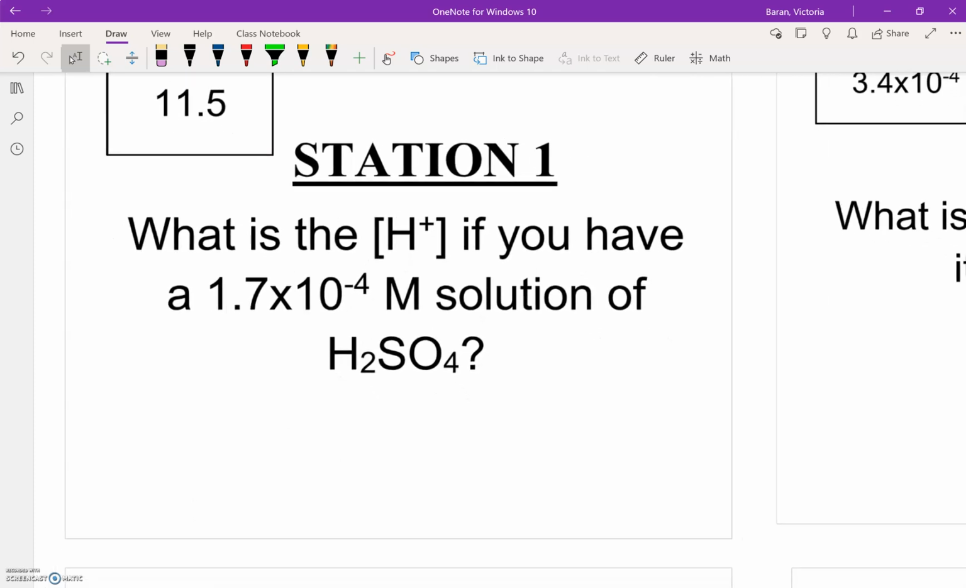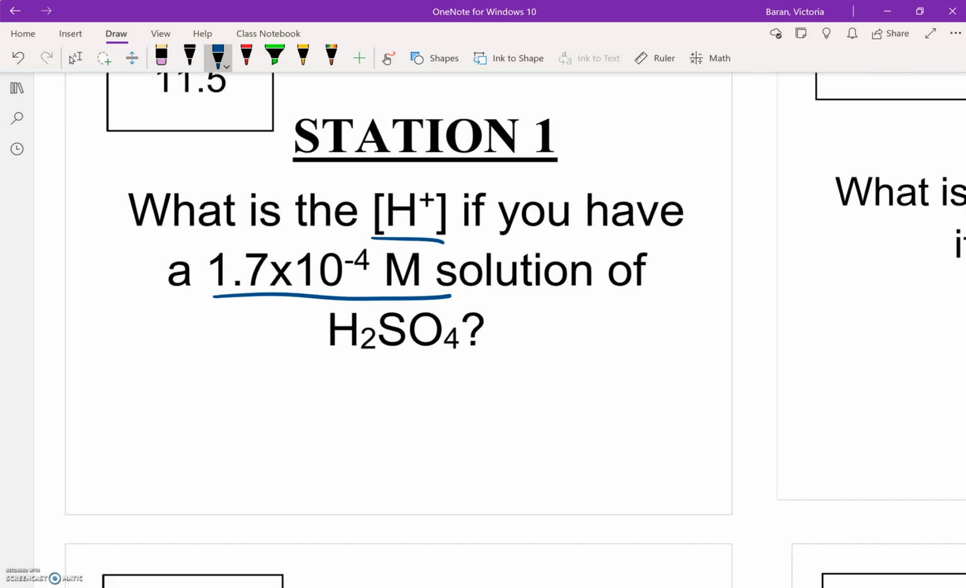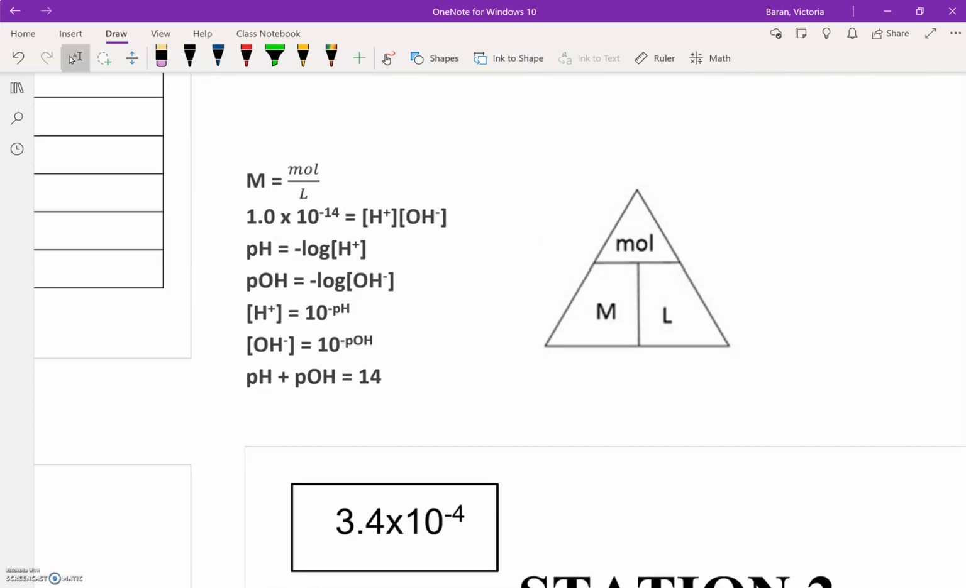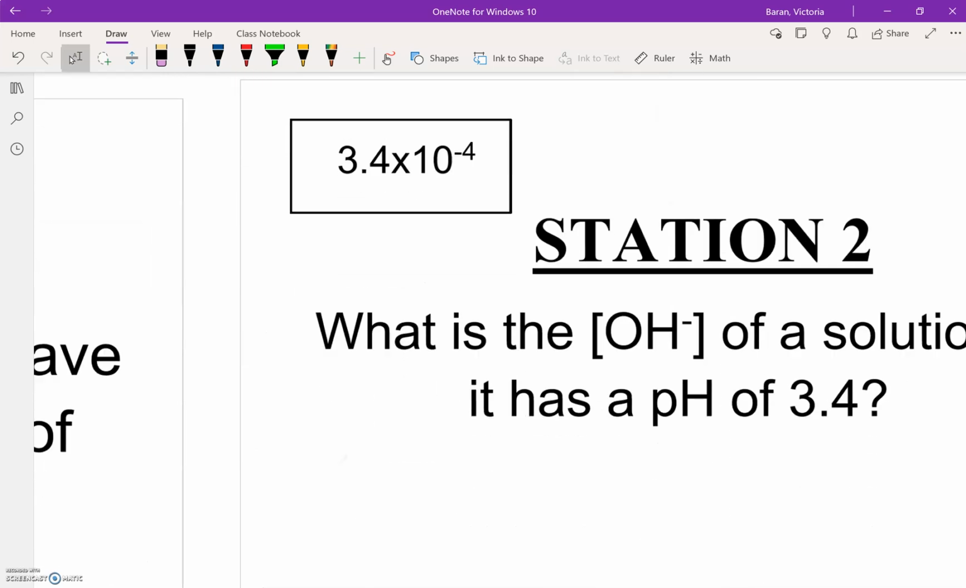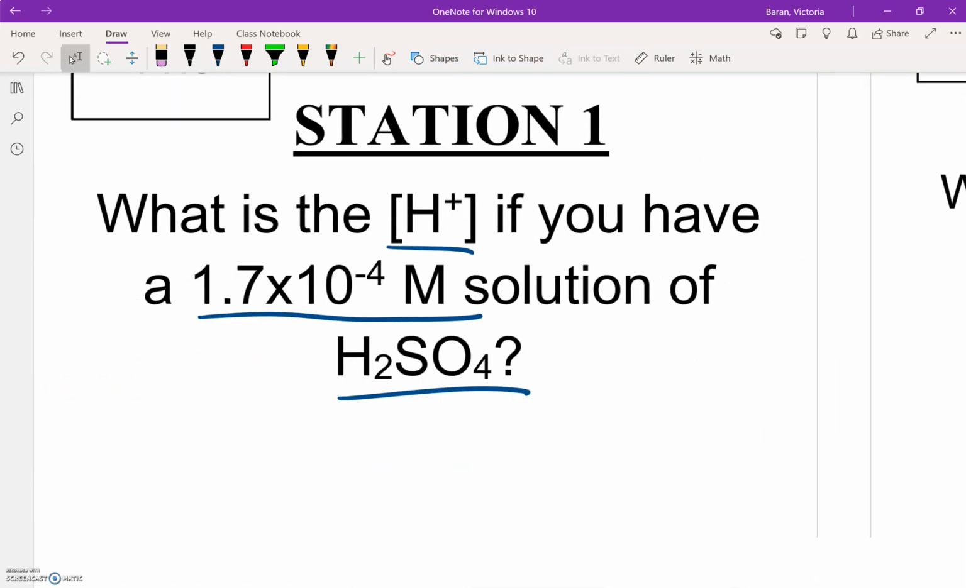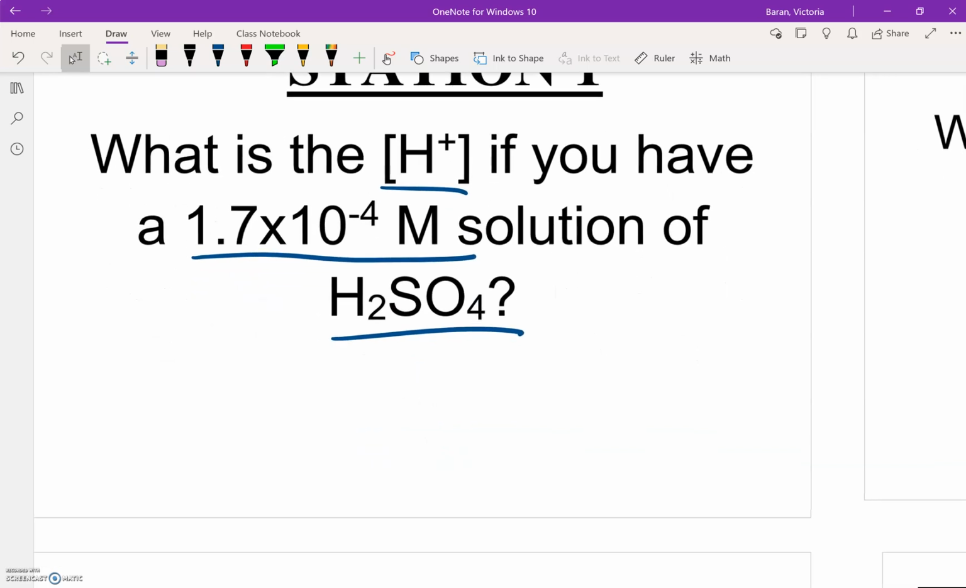So I'm going to start with station 1. It's asking me, what is the H+, so that's the hydrogen ion concentration, if you have a 1.7 times 10 to the negative fourth molar solution of H2SO4. This is one of those problems where we're actually not going to use any of these equations here, because I don't see pH or pOH or anything.